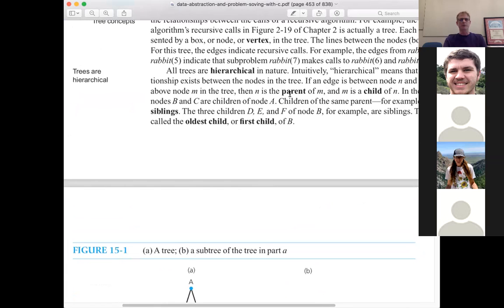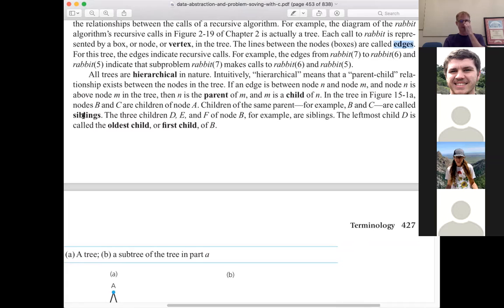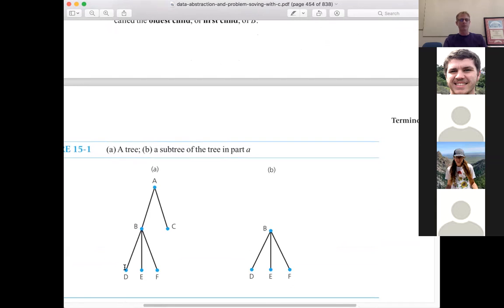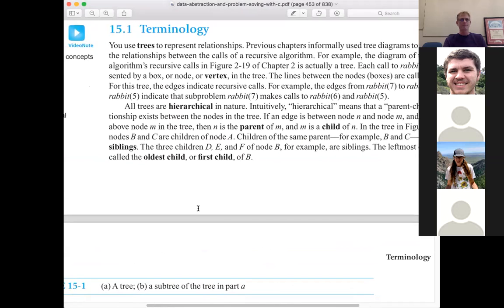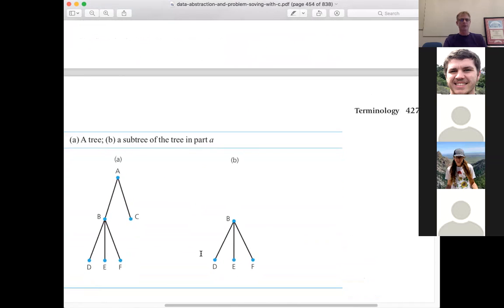So you'll see we use the word parent, child, sibling. Oldest child or first child would be the leftmost child. So D would be the oldest child or leftmost child of B. Any questions about any of that so far? Pretty straightforward, I think.